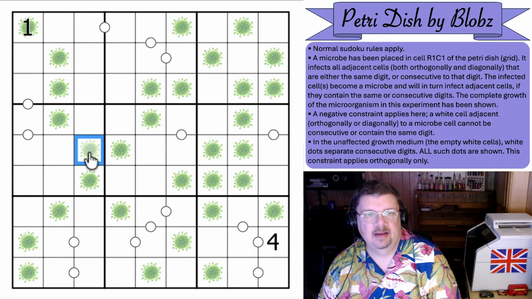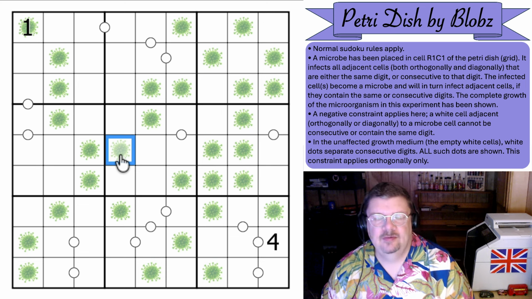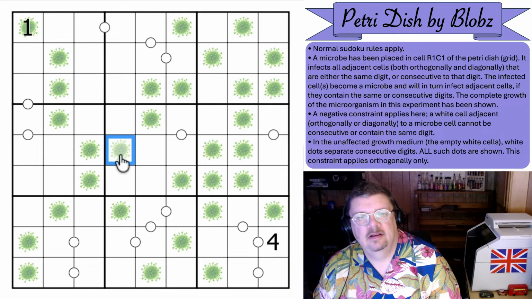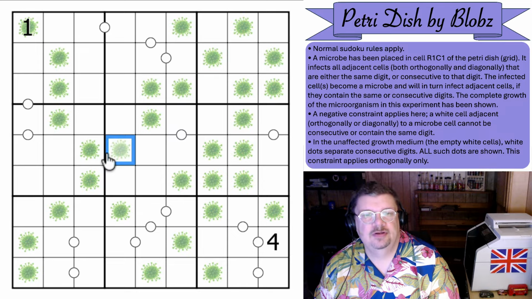Now here, I think we have 3 possible scenarios. Scenario 1 is that this infects both of those at the same time. Scenario 2 is that this infects this one first, and then this one is the one that infects this one. And scenario 3 is that this infects this one, and then this infects that one. And so there's a certain amount of understanding the growth pattern. So we have reached a point of stability because the complete growth of the microorganism has been shown.